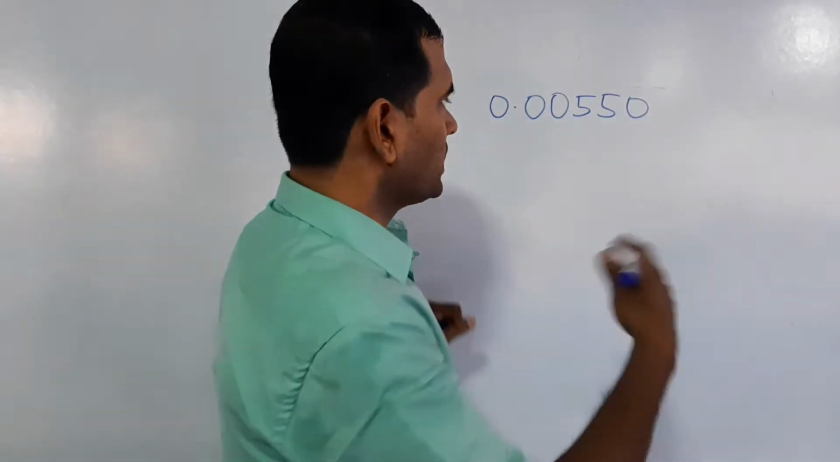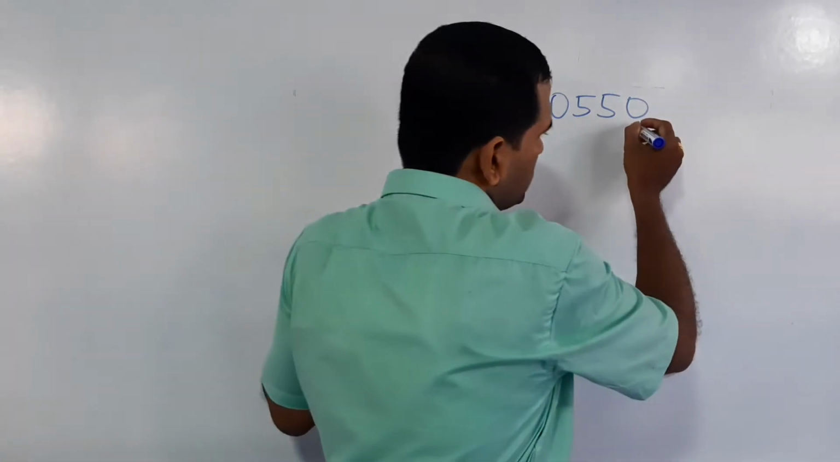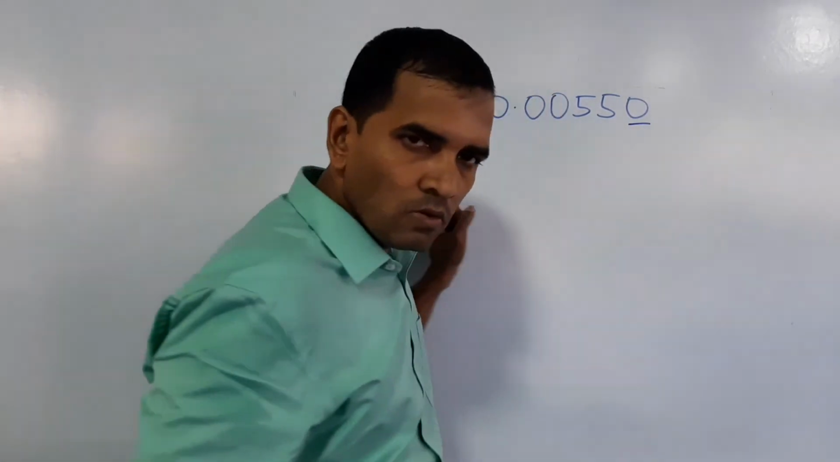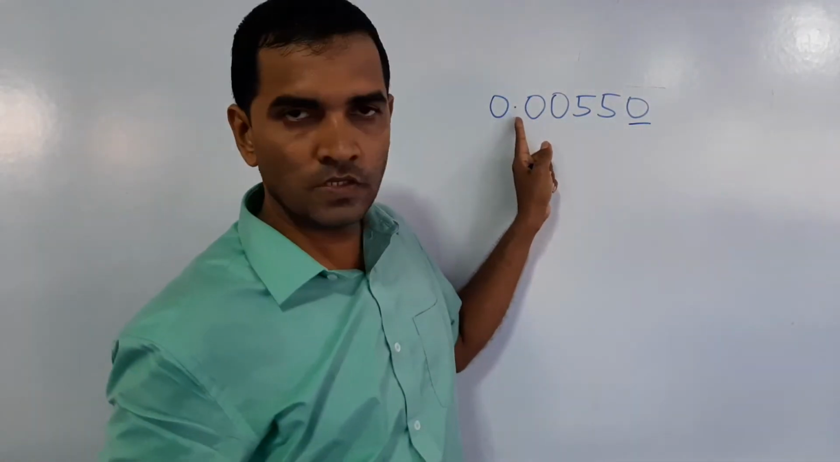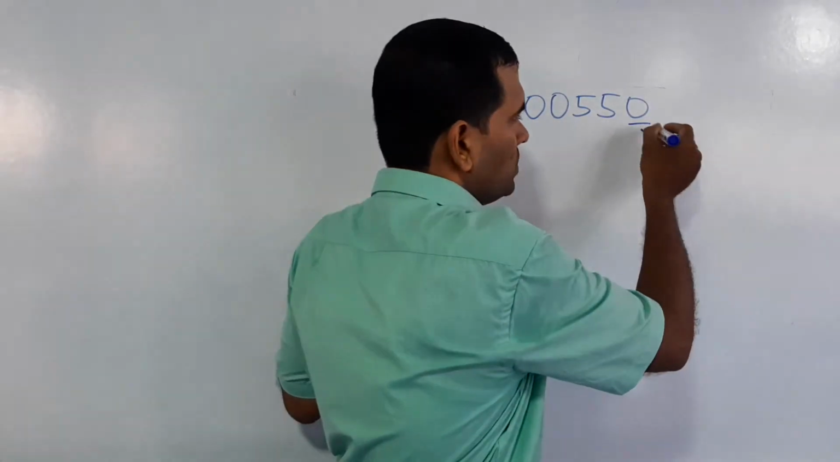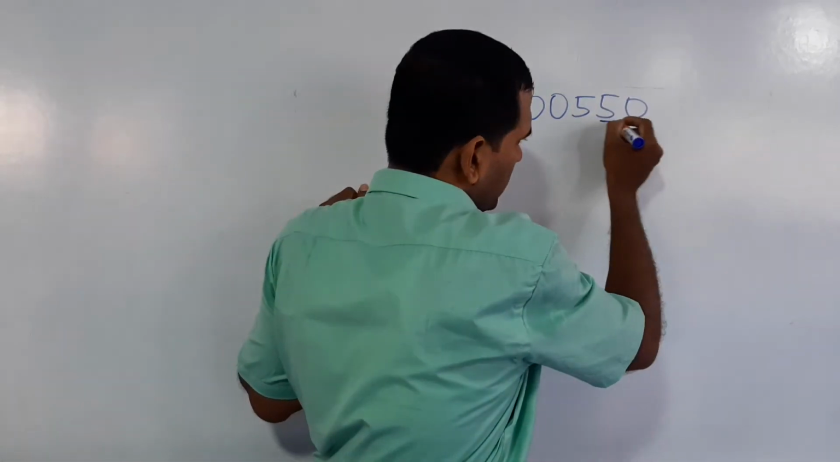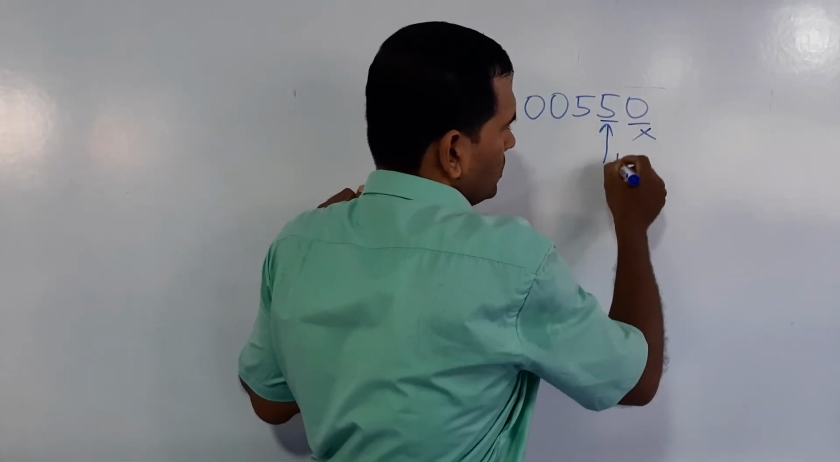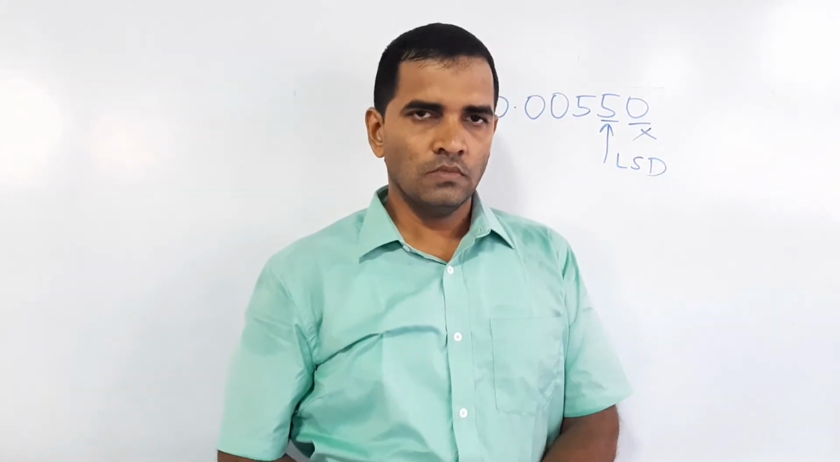So here, what is the LSD? Check the right extreme digit. This is the right extreme digit. But look here, this zero doesn't have value because it's a number with a decimal point. So this cannot be LSD. So check the previous digit. It is 5, so definitely it has value, so that can be taken as LSD.